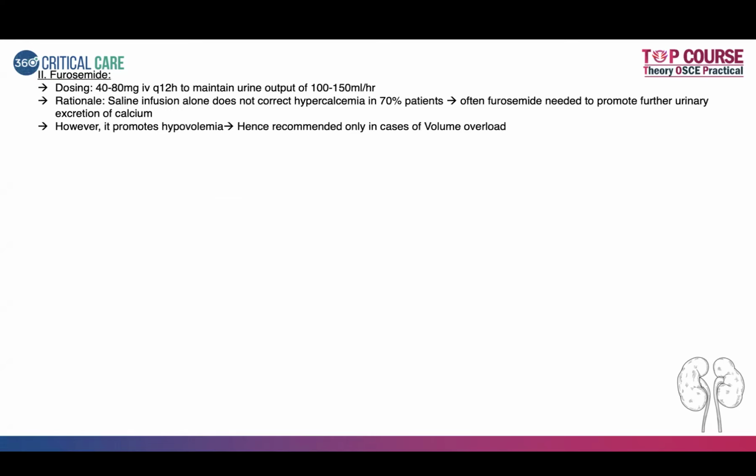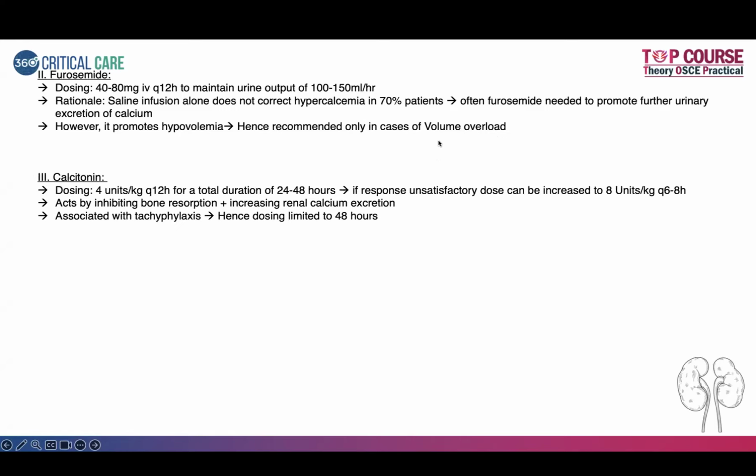The next treatment modality is a loop diuretic, furosemide, which is the most commonly used. The dosing recommendation is 40 to 80 milligrams every 12th hour to maintain a urine output of 100 to 150 ml per hour. The main rationale for this is that saline infusion alone does not correct hypercalcemia in 70% of the patients. Often, furosemide is needed to promote further urinary excretion of calcium. However, it is important to note it promotes hypovolemia, hence it is only recommended in patients with volume overload.